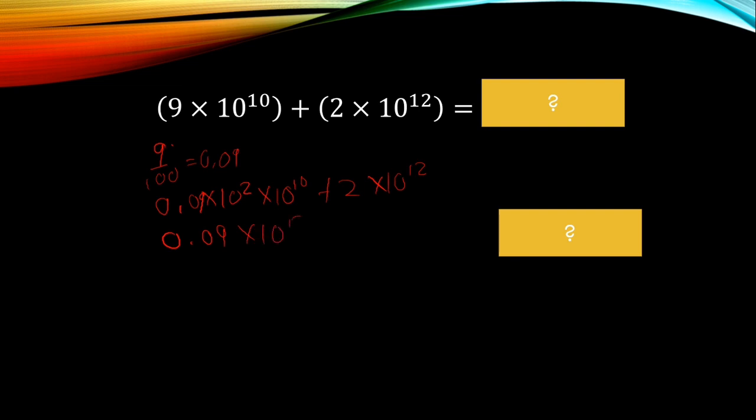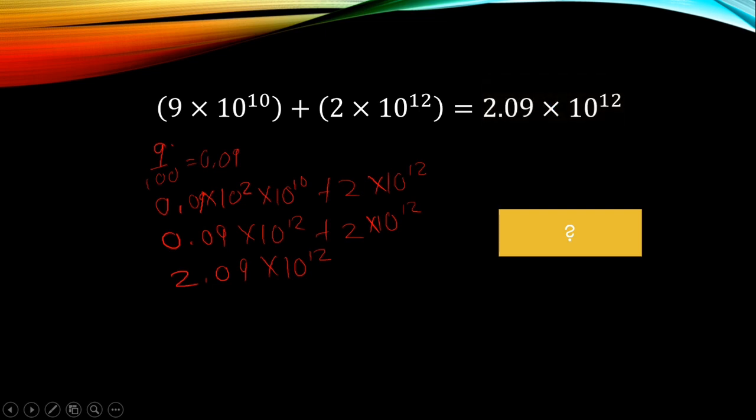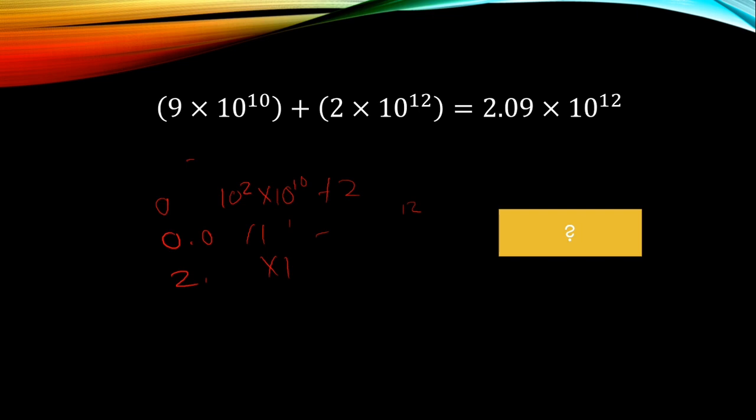Here you can see now we can add these powers to get 12, plus 2 times 10 to the power 12. And here what we are going to get is 0.09 times 10 to the power 12 plus 2 times 10 to the power 12, which will give us 2 plus 0.09, 2.09 times 10 to the power 12. Let's check if our answer is agreeing. Yes, 2.09 times 10 to the power 12.